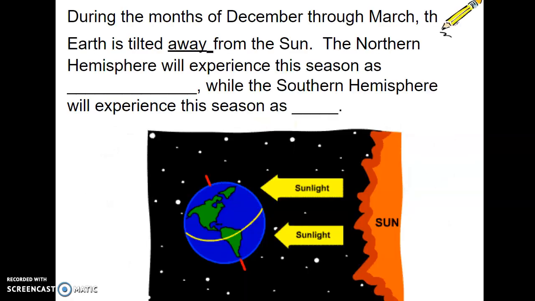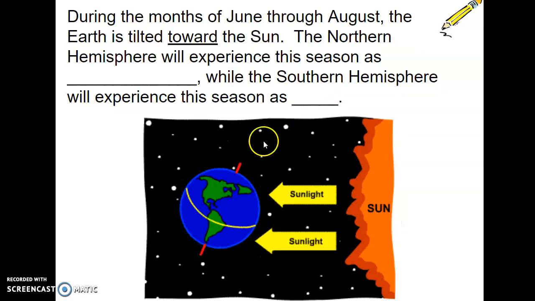So I want you to fill in the blanks. During the months of December through March, the Earth is tilted away from the sun. The Northern Hemisphere will experience this season as blank, while the Southern Hemisphere will experience this season as blank. So if you filled the first blank as the Northern Hemisphere will experience this season as winter, you are correct, while the Southern Hemisphere will experience this season as summer.